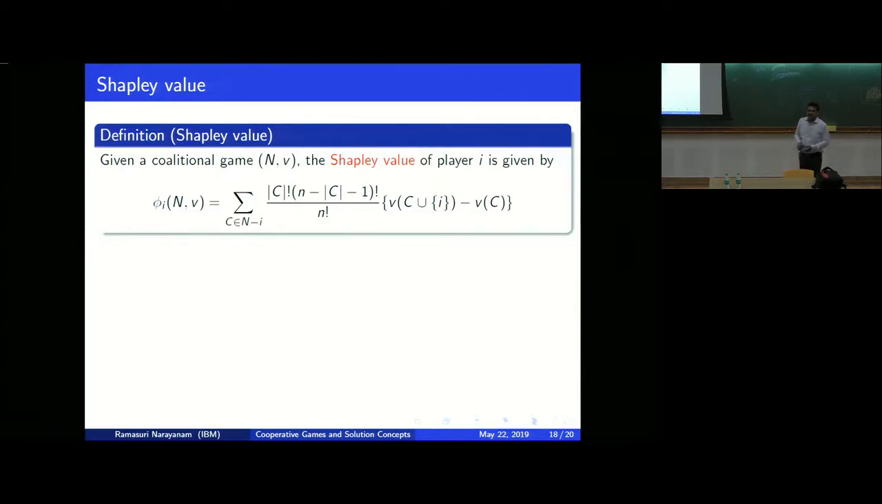So there is a very simple and cute interpretation to this. And this is like a fixed number. For every player, you get a single number. So hence it's a unique solution.